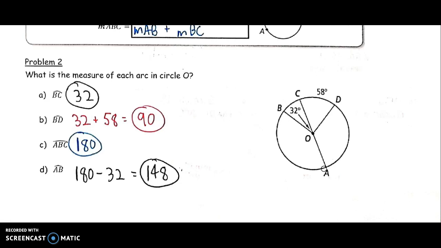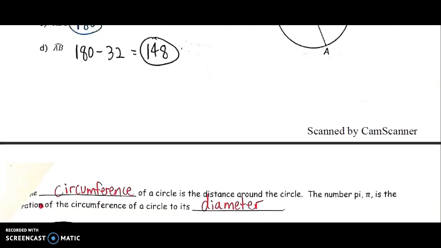If I'm just looking for the measure of AB, that arc towards the bottom, I can start from the semicircle, so I can start with 180 and just subtract the 32 that's left. Because if I take away this small piece of the arc from B to C, I'm left with what we're trying to find, which is the measure from B to A. And if I take that 180 and subtract my 32, I'm left with 148. And again, that would be in terms of degrees.